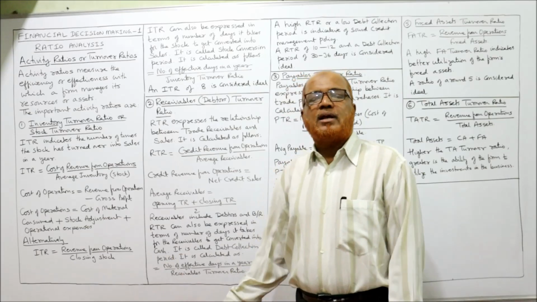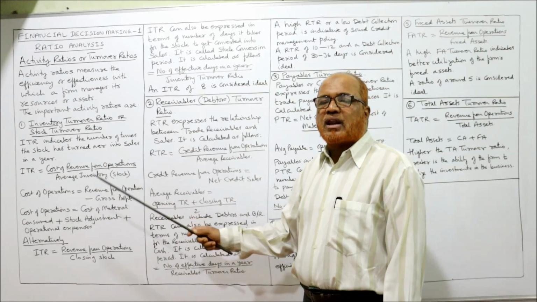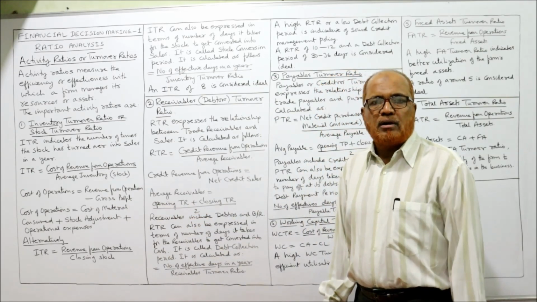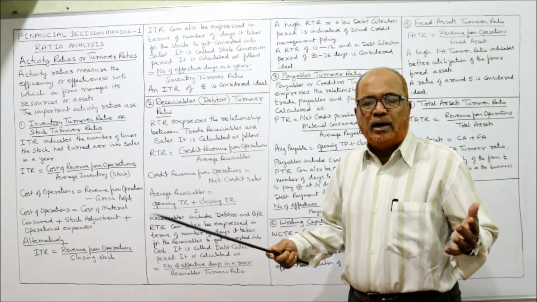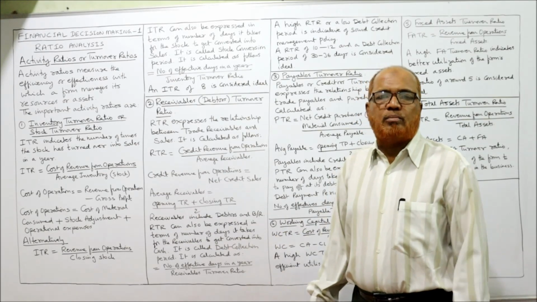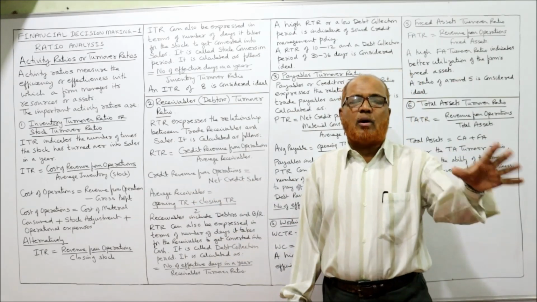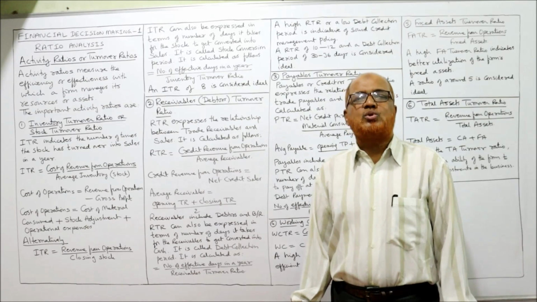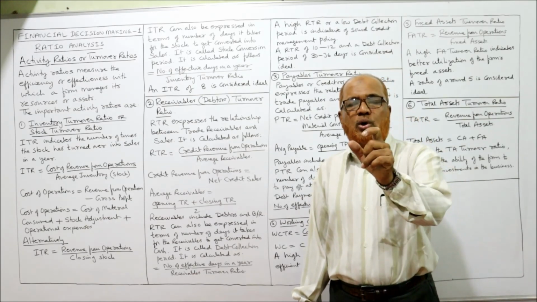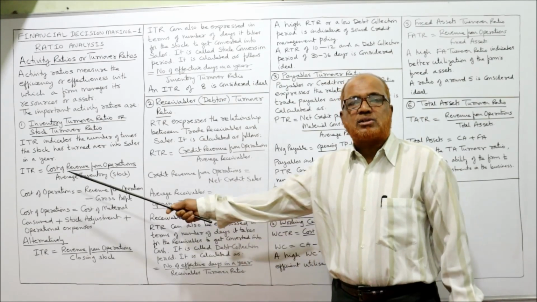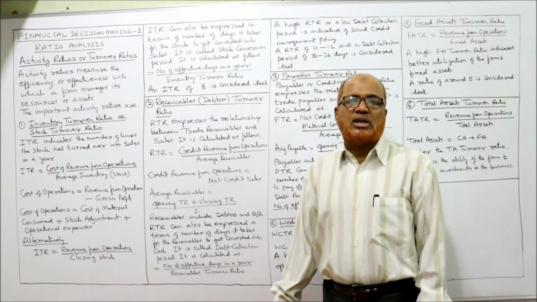Now, inventory turnover ratio, ITR, the formula is cost of revenue from operations divided by average inventory or average stock. You can call it inventory or you can call it stock. Both mean the same. So what is the formula? The cost of revenue from operations, it is nothing but cost of goods sold. Earlier it was known as cost of goods sold. Now it is named as cost of revenue from operations, divided by average inventory.